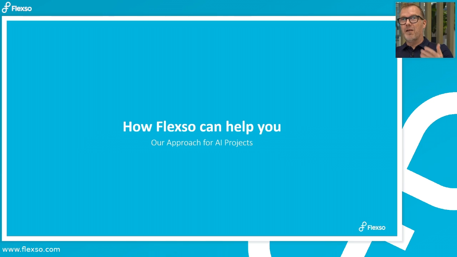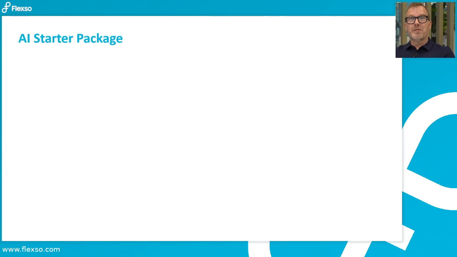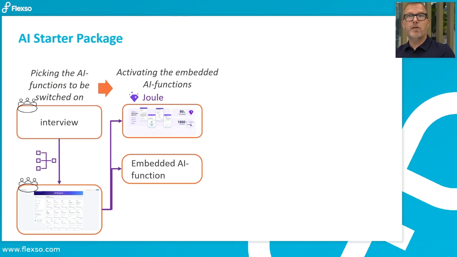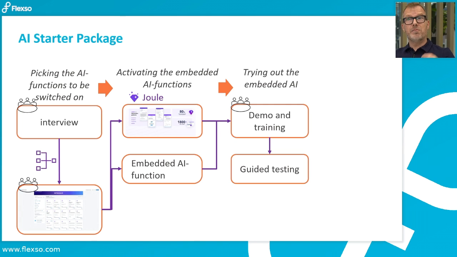So you've seen a lot of interesting embedded functionality. So let's get started. That's why we have the AI starter package. How does it work? First of all, we'll have an interview with you. We'll look into your SAP landscape, and then we'll pick the embedded AI functionality that's the most useful to you. Then we switch it on, for example, two of them, like Joule and another embedded AI functionality. Then we'll test them together.